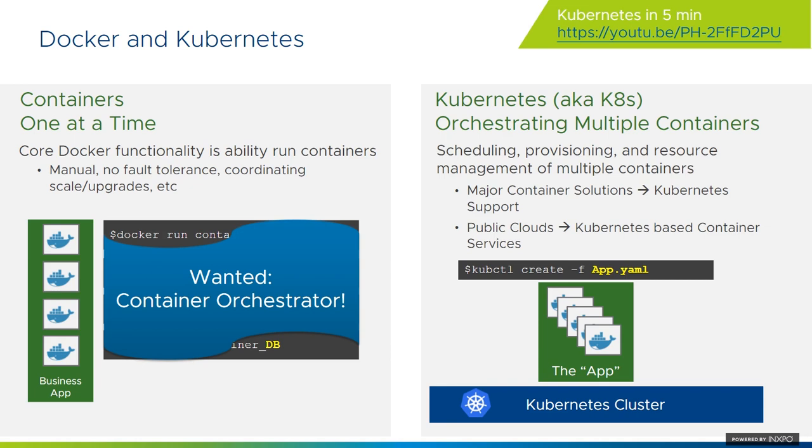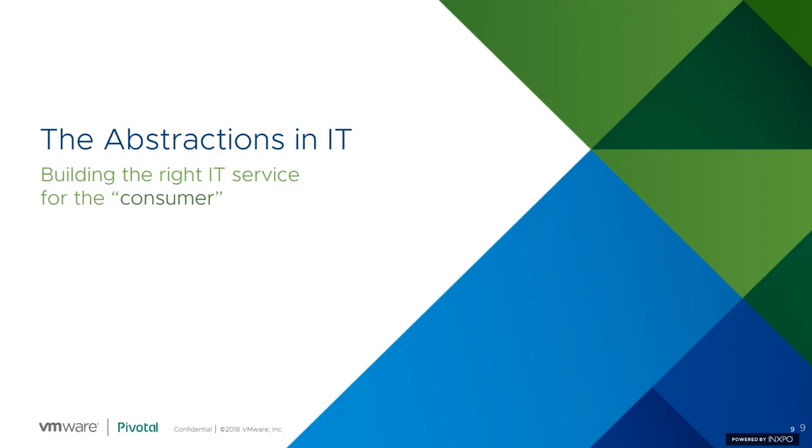The scheduling wars, so to speak, are over. Kubernetes has become the de facto standard. The major container solutions that had different technologies before, they've all announced Kubernetes support. All the major public cloud providers have a Kubernetes-based container service. Okay, so that's the basics on the containers as a level set. Now I want to get into the details around VMware technology.